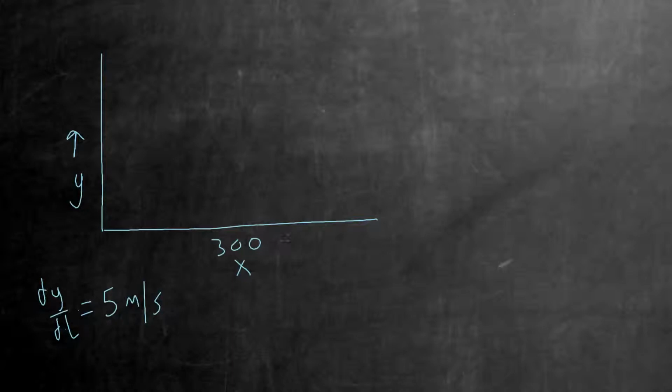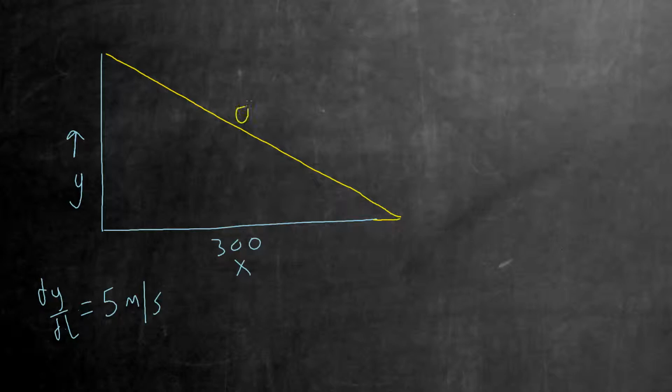At what rate is the distance between the two changing? I would say this is the distance between them. There's our little guy. There's our weather balloon. Changing when the balloon is 400 meters high. So put that over here.